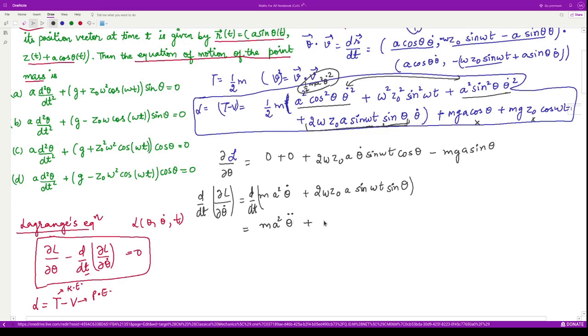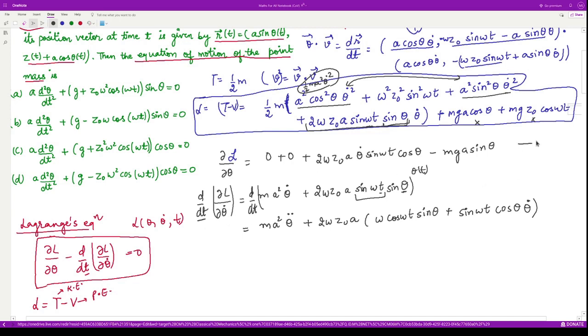Plus in the second term we have 2 omega z naught a as constants. Here it is t and here it is theta, which is a function of time. So we have to apply the product rule over here. So it would give you the derivative of sine omega t would be omega cos omega t sine theta as such, and then sine omega t as such, and then the derivative of the sine theta would be cos theta, and then the derivative of theta with respect to time would be theta dot. Why? Because we are taking the complete derivative now with respect to theta.